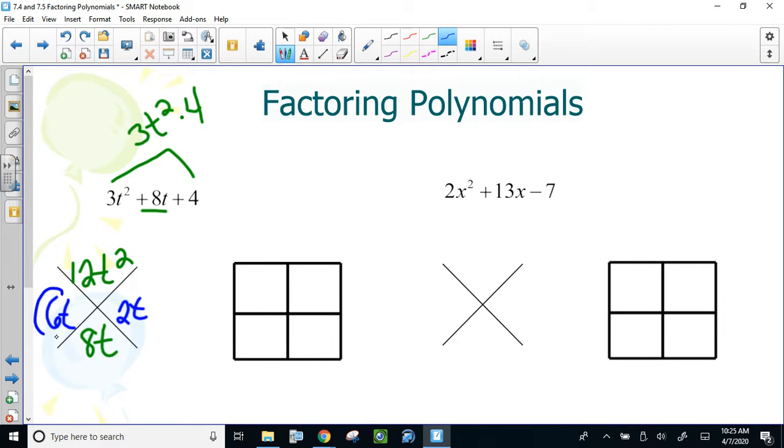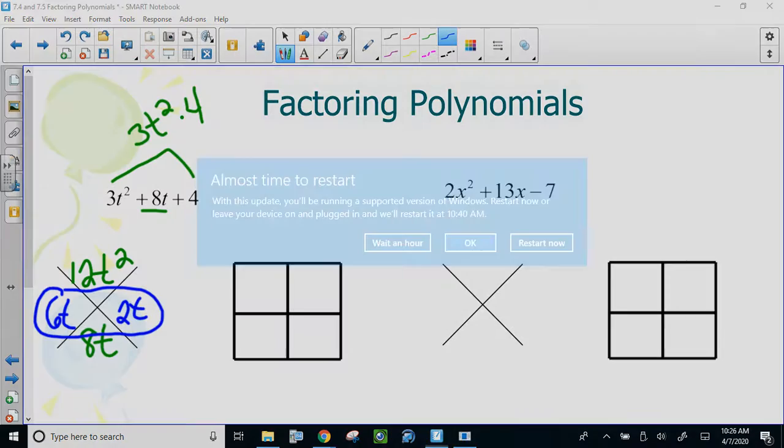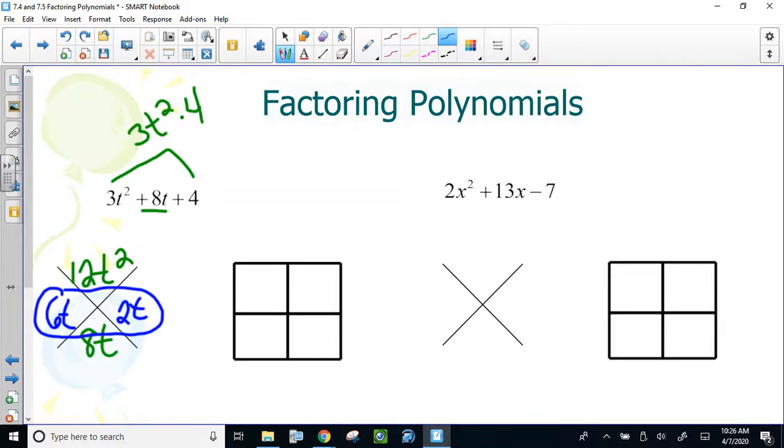So our two new terms go in the corners. So we have our two corners, and we have to fill out the first and last terms. The first box is going to be our first term from our equation, so our 3t squared, and our last box is going to be our last term.